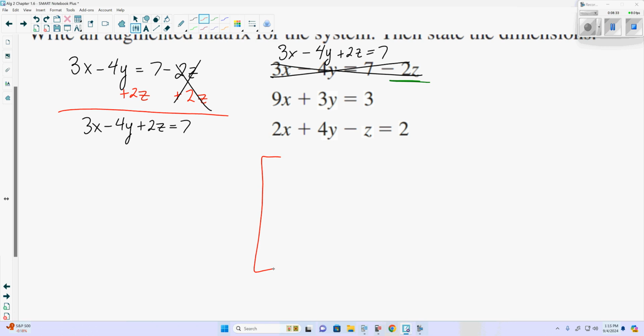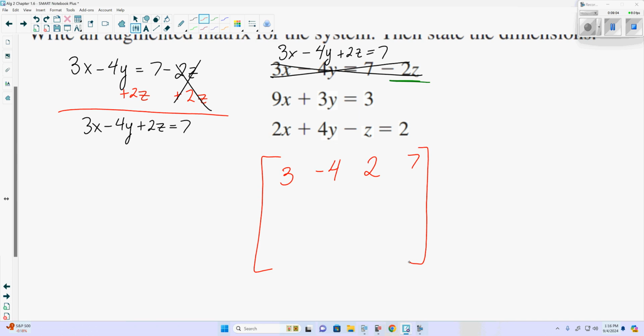We can make our augmented system now, yes? So our first row, the number in front of x is 3. Number in front of y is negative 4. Number in front of z is 2, and then it is equal to 7. I wait to do the second bracket until I finish putting the first row because it gives us a good spacing. Because all the ones below it should have 4 numbers.